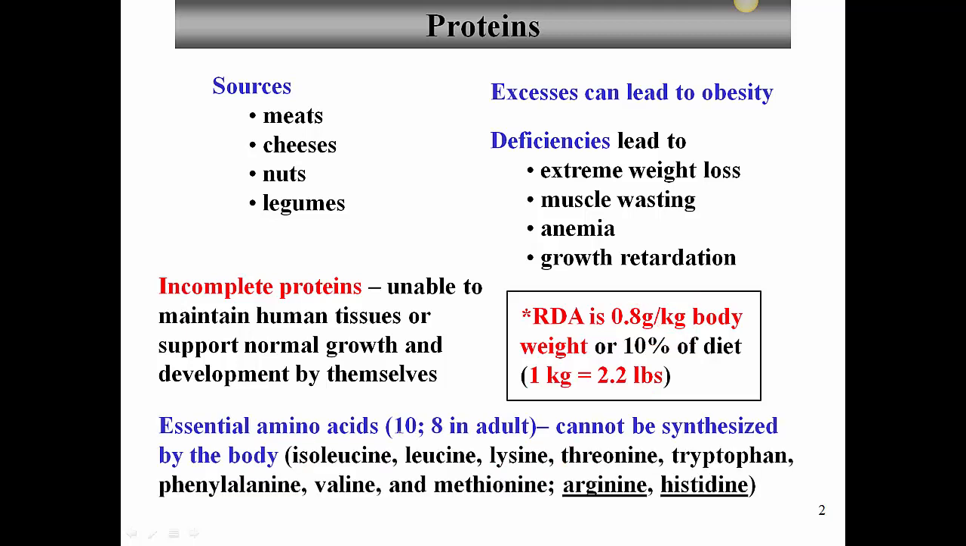Now, we do have some essential amino acids. There are 10 in children, there are 8 in the adult. Remember when we talked about essential nutrients, we said that these are things that cannot be synthesized by the body. And you can see the list of essential amino acids down here. So these are amino acids that we need to take in the diet from the things that we eat. And in children, of course, we have 2 additional ones that adults can make, but children cannot.